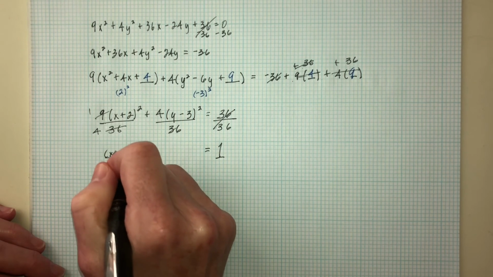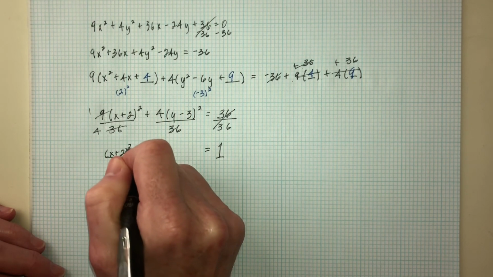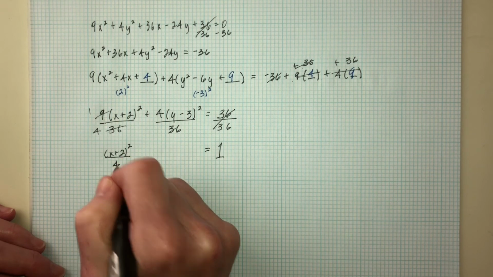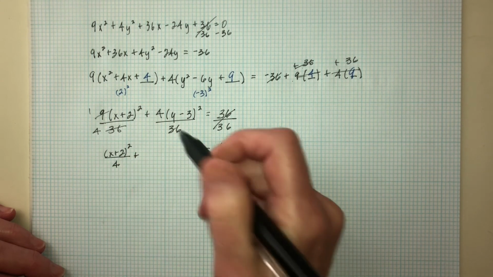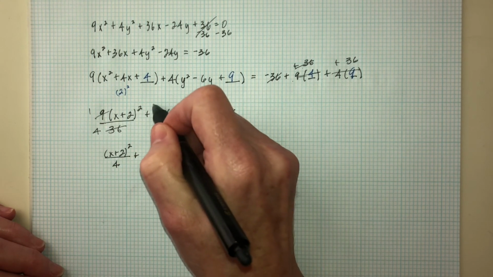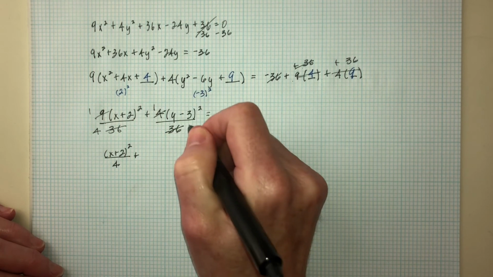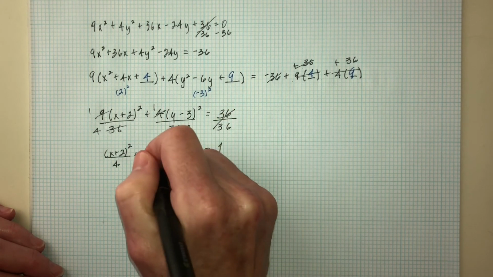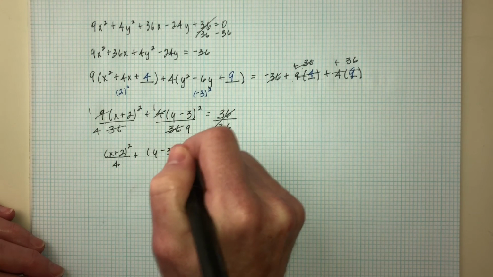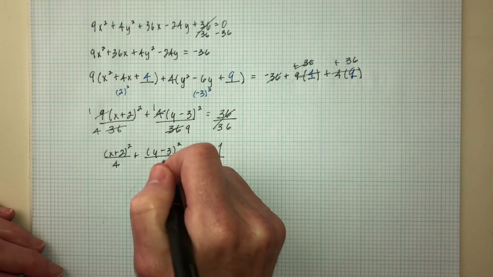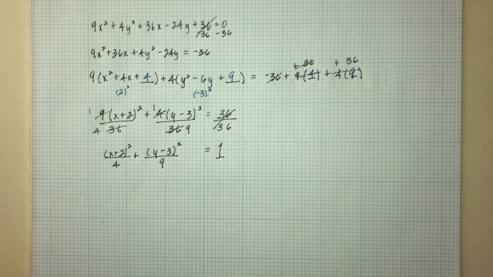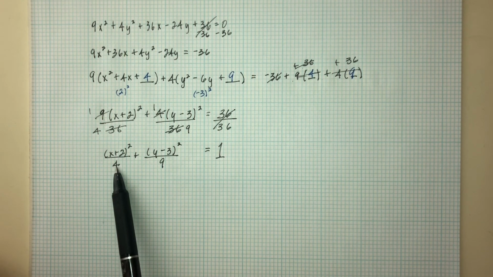So in our numerator, we have x plus 2 quantity squared, and our denominator of that is 4. And here we can do some canceling also. 4 goes into itself once, 4 goes into 36 9 times. So we have y minus 3 quantity squared over 9. And that is our standard form, which will help us easily graph this ellipse.